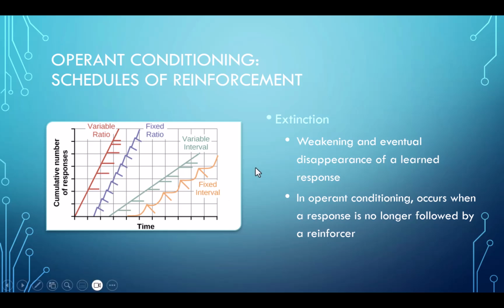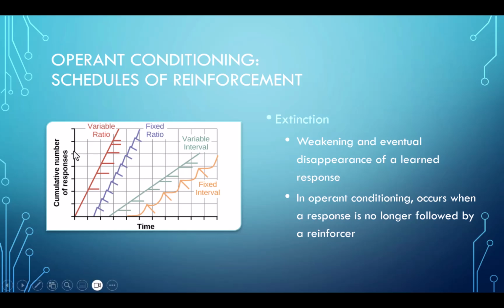What I want you to understand is that, again, with operant conditioning, extinction can occur, and it's the weakening and eventual disappearance of a learned response, and that it's the variable ratio that's going to be the most resistant to extinction because the person or the animal doesn't really know when to expect that next reinforcement, whereas the fixed interval is going to be the most susceptible to extinction when we're talking about intermittent schedules of reinforcement.